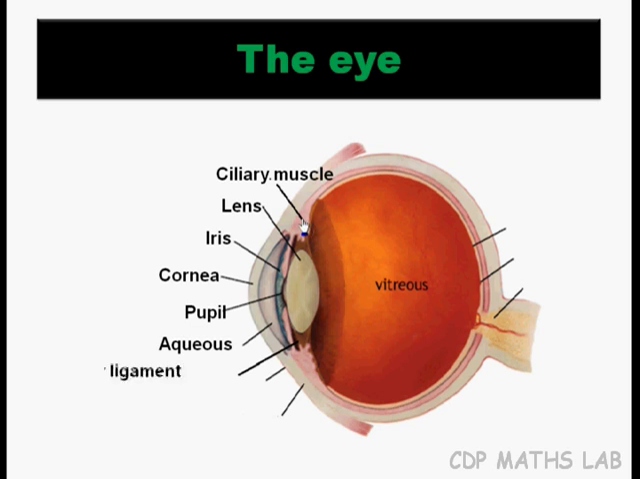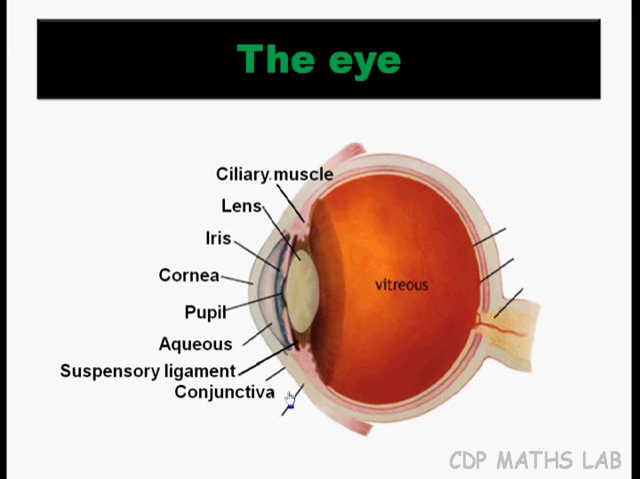Now, another structure, which is this right here, if you look at my finger pointing right here, is called the suspensory ligament. Now, what does the suspensory ligament do? All it simply does is this: it holds the lens in place. So it basically holds the lens in place. If you look up the word suspensory, it simply means support. So the ligament basically supports the lens.